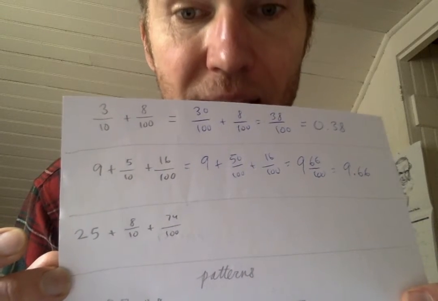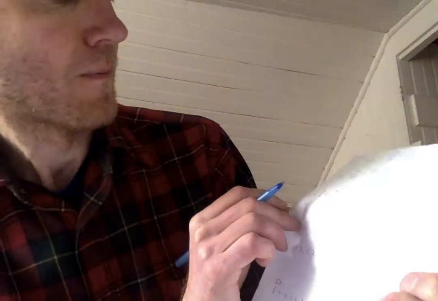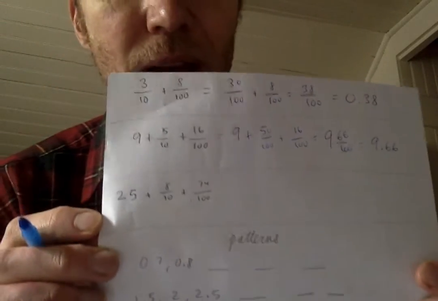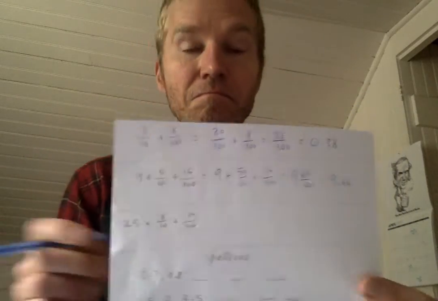25 plus 8 tenths plus how many hundredths? 74. Well, you know what to do. Turn those 8 tenths into hundredths. 8 tenths is 80 hundredths. So we're going to get 25 plus 80 hundredths plus 74 hundredths.